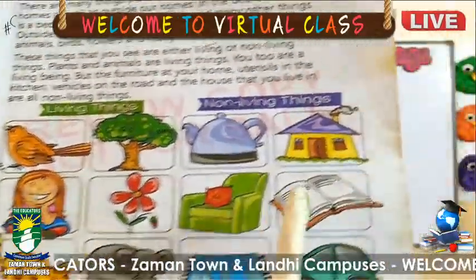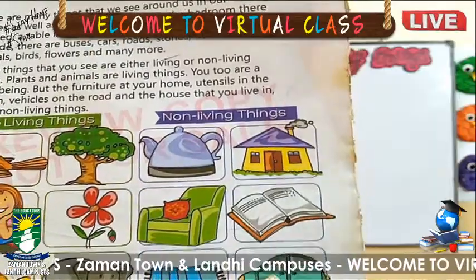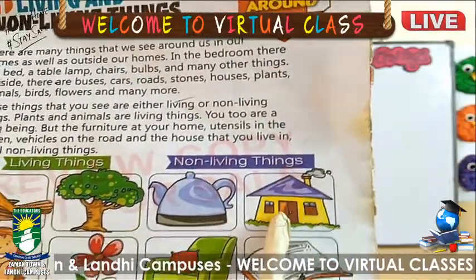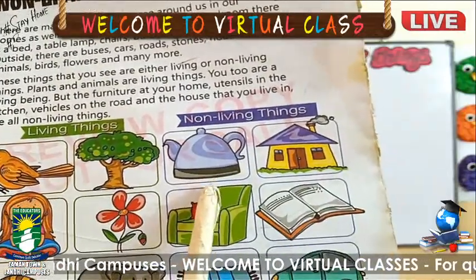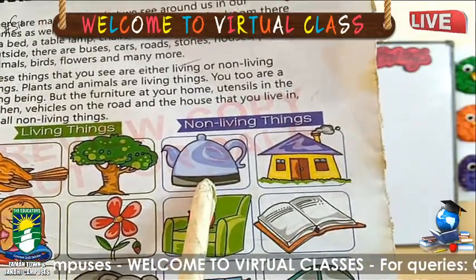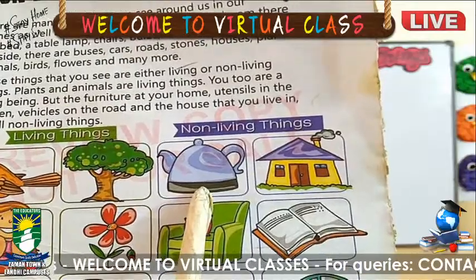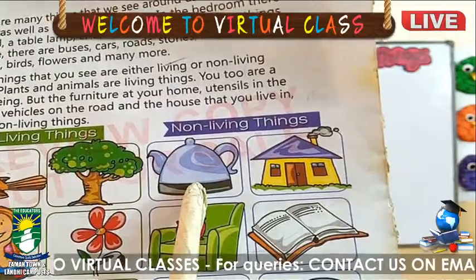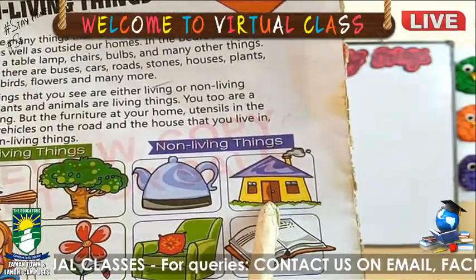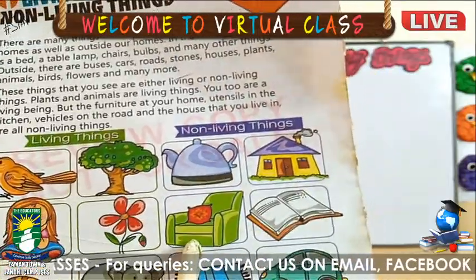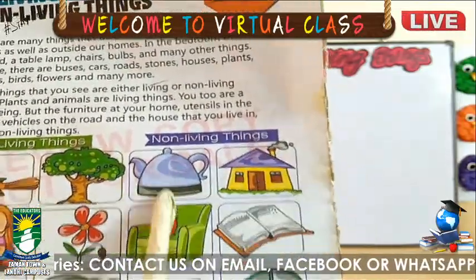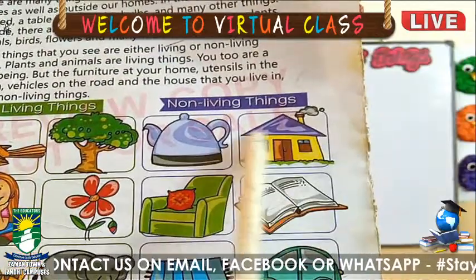Now, look at these pictures. See the heading, non-living things. These are the pictures of non-living things. This is a kettle, which is non-living. This is not alive, it cannot move, it cannot speak, it cannot eat. Okay, a house is also a non-living thing. Sofa, a book, a carpet, a car. These all are the pictures of non-living things.